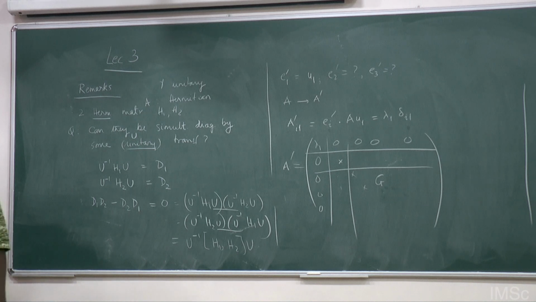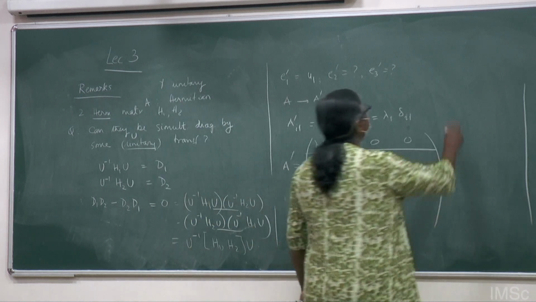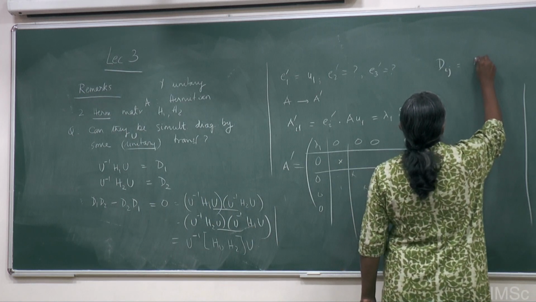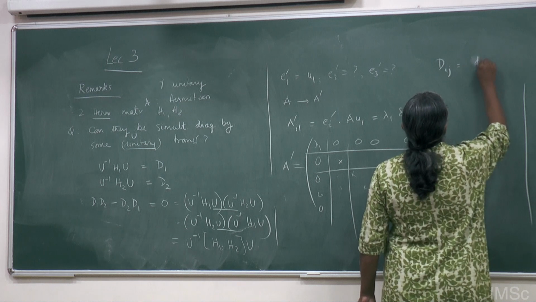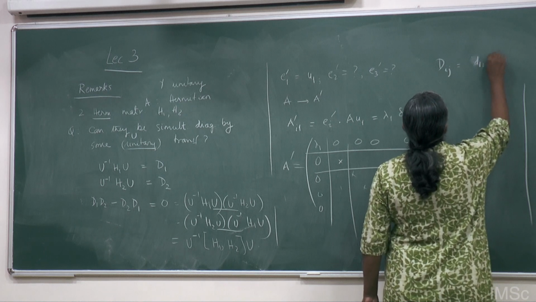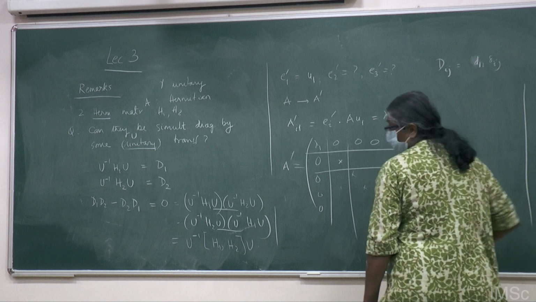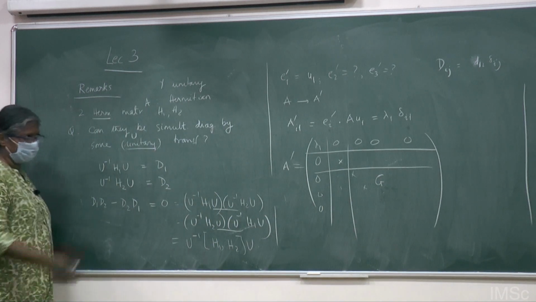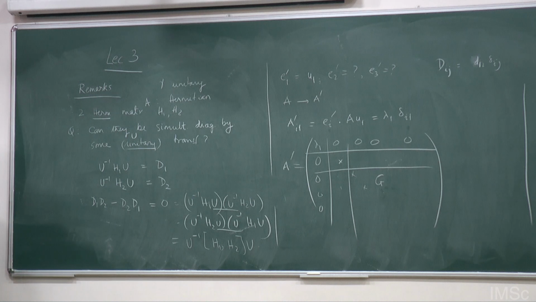He's asking what if D1 and D2 do not commute, but I'm saying they are diagonal, so they should commute. Diagonal matrices commute. If Dij is equal to some Dii delta ij, then you can immediately show that D1 and D2 commute if they are diagonal. Just do it and show that they commute.